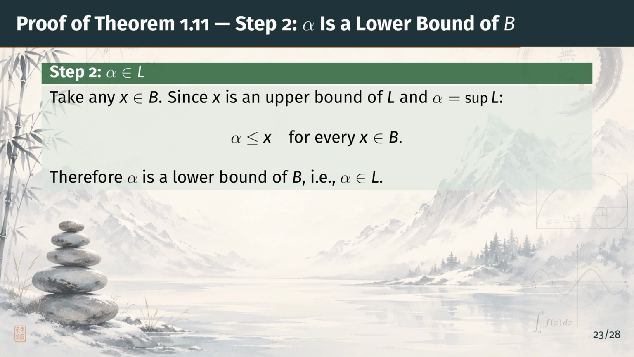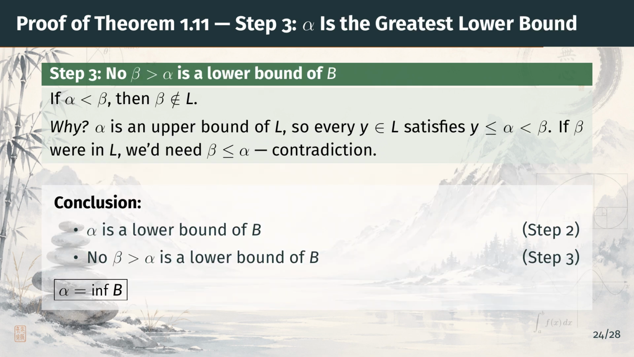Now we just need to show that nothing larger than alpha is also a lower bound of B. Finally, suppose beta is strictly greater than alpha. Since alpha is the supremum of L, every element of L is at most alpha. So if beta were in L, we would need beta less than or equal to alpha, which contradicts beta being strictly greater. Therefore, beta is not in L, meaning beta is not a lower bound of B.